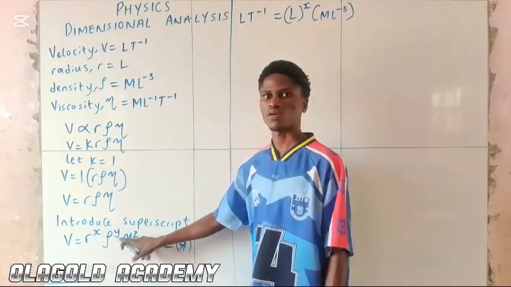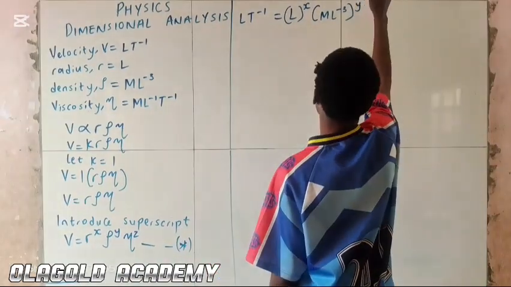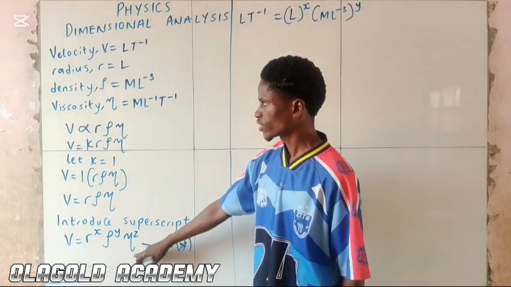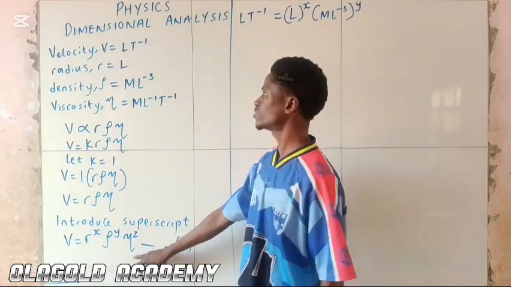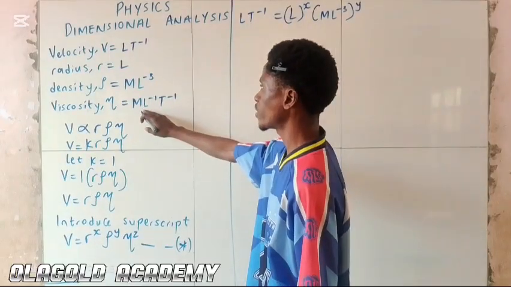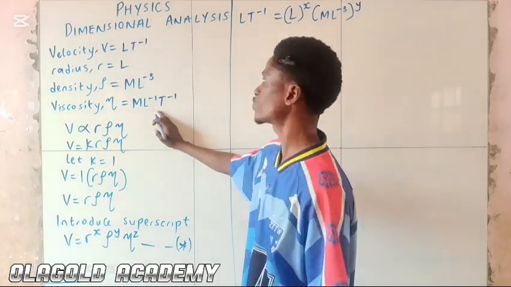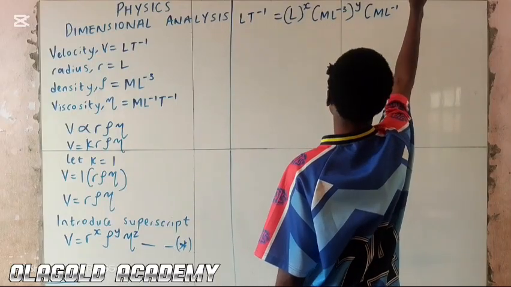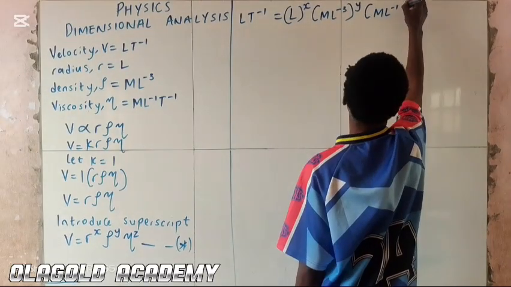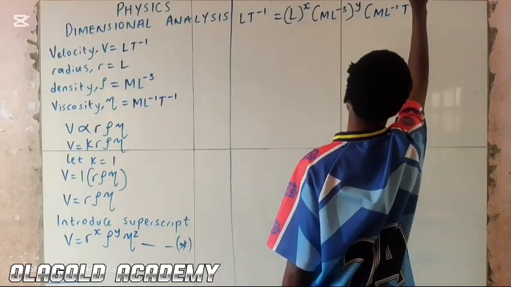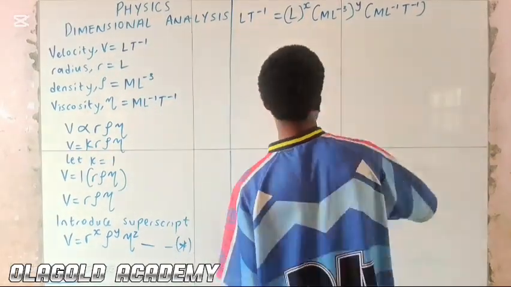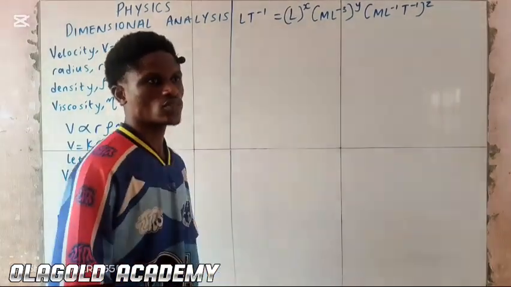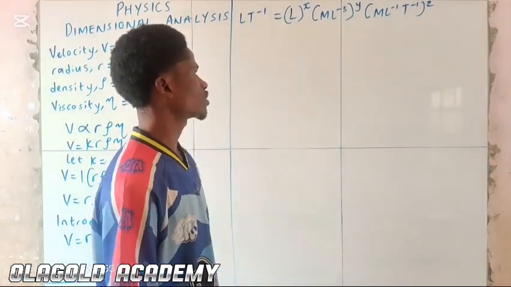All raised to power y. The next one is eta, which is viscosity. The dimension for eta is ML raised to power minus 1, T raised to power minus 1. So we have this ML to the power minus 1 and T to the power minus 1, everything raised to the power z. Alright, now our next task is to open the bracket.